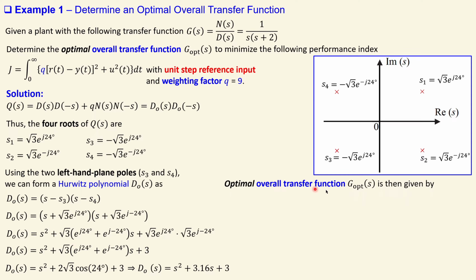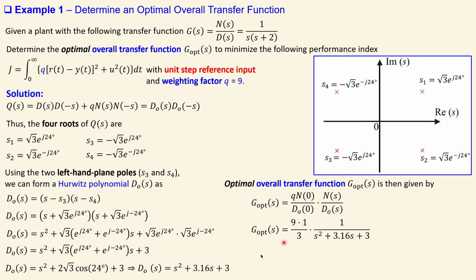So the optimal overall transfer function is now given by this expression, again, that formula. When we look again at the q, we have a 9. We look at the N, and also the polynomial we have just determined, also evaluated at 0. So let's do that. 9, 1, 1 because that is the N(s), and also evaluated at 0, it's still 1.